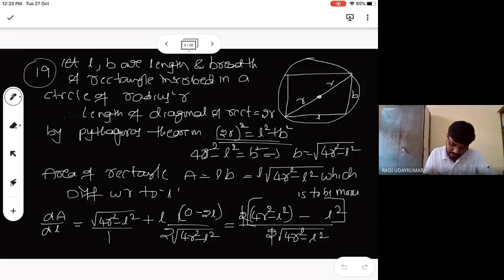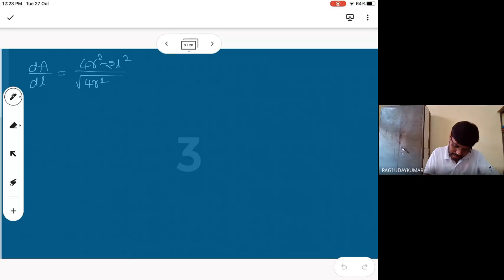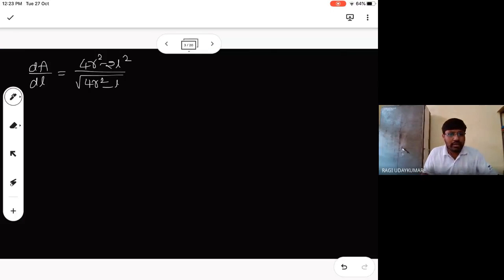under root of 4R square minus L square. This one. Okay. So this value has to be made equal to 0. When you make it equal to 0, you can see that only the L value you are going to get: 2L square equal to 4R square. From this, L equal to root 2 R you are going to get. Okay.